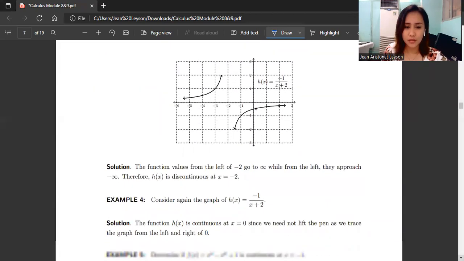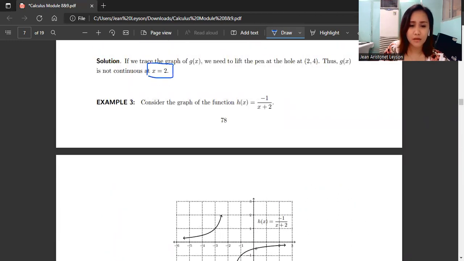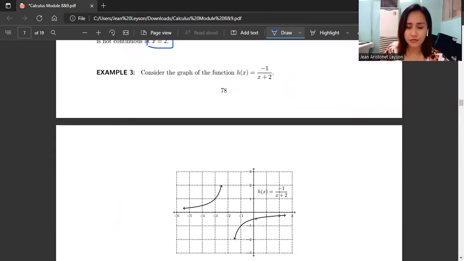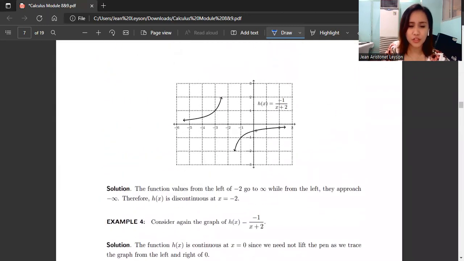So here, another one, the function values from the left of -2. What's the question? So consider the graph. So the function values from the left of -2 go to positive infinity. So from here, going there, while from the left, they approach negative infinity. So it's going down. So therefore, h of x is discontinuous at this certain point right here at x equal to -2.